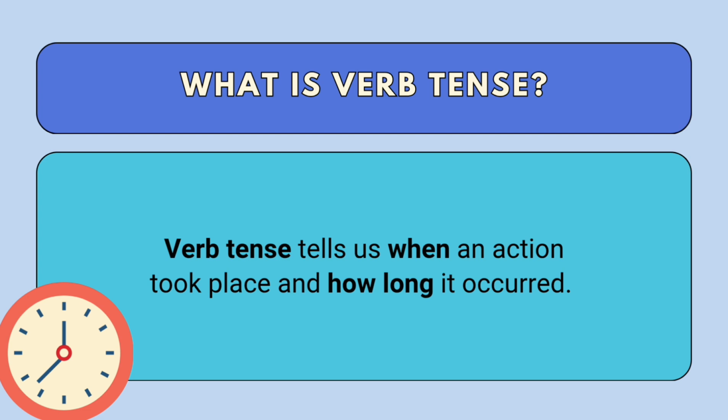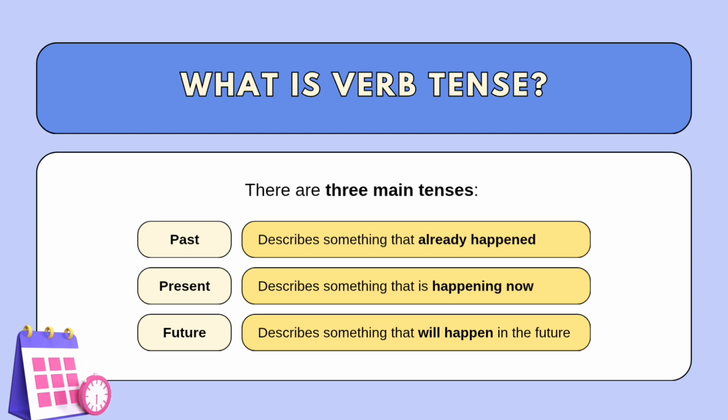Verb tense refers to the form of a verb that tells us when an action took place and how long it occurred. There are three main verb tenses: past, present, and future. Past tense describes something that already happened. Present tense describes something that is happening now. And future tense describes something that will happen in the future.